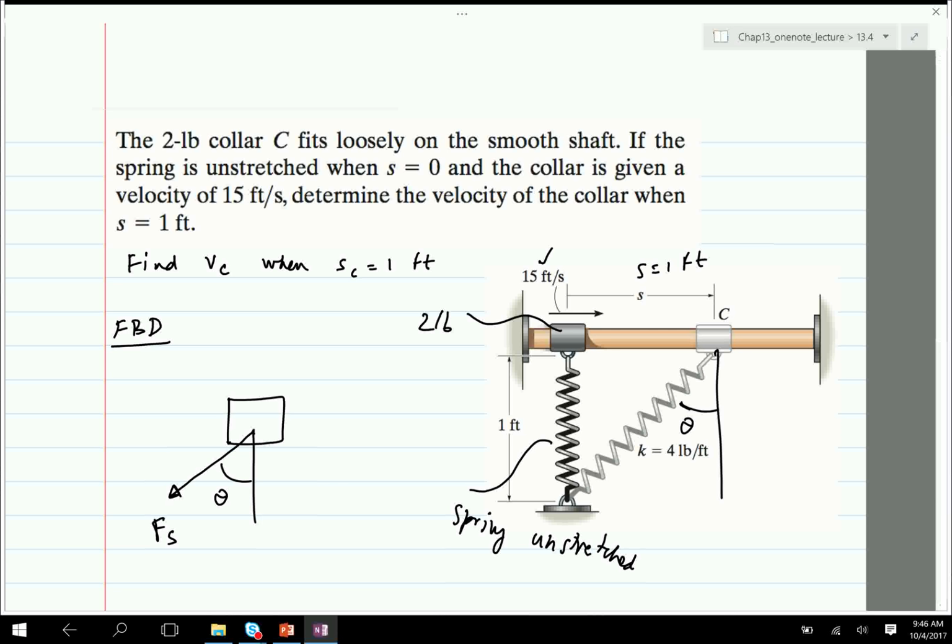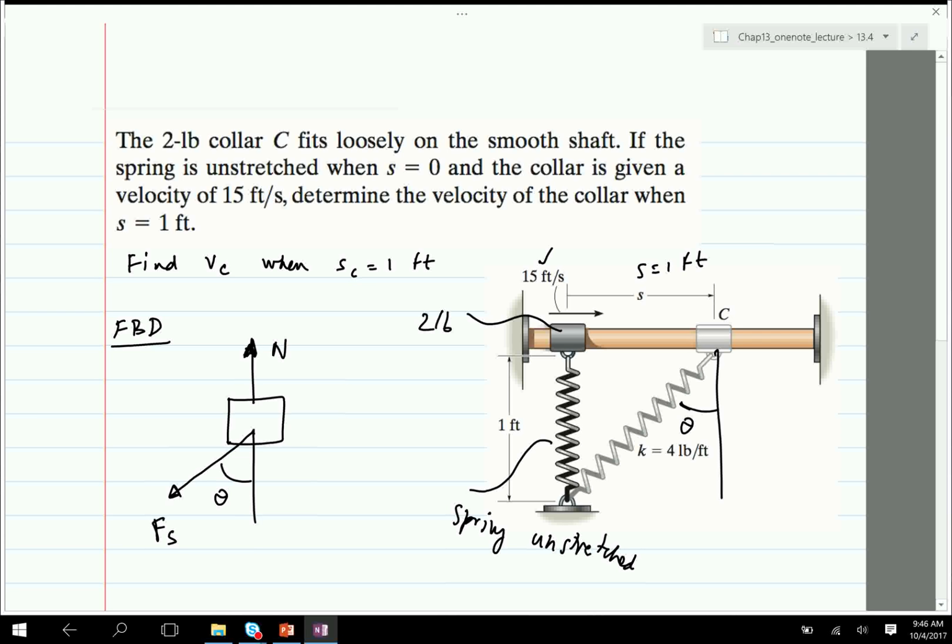Are you sure? So when you have a collar on a rod, it's interacting with the rod in some way. So there's going to be a normal force. The friction has nothing to do with the normal force.